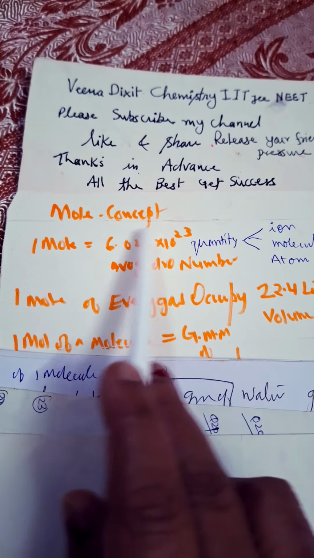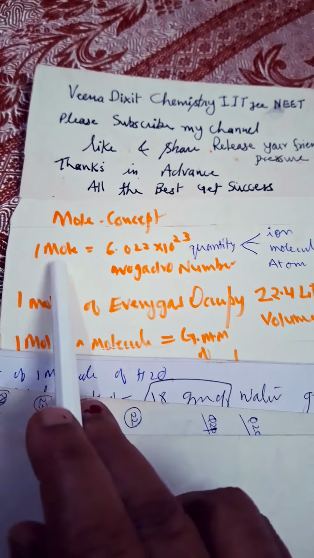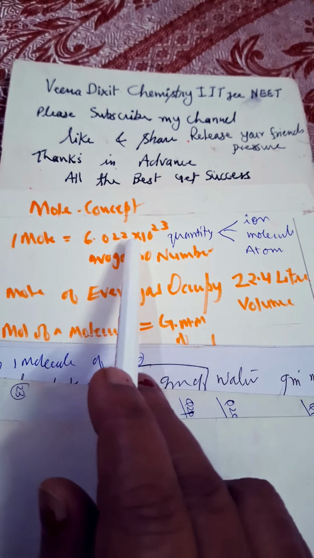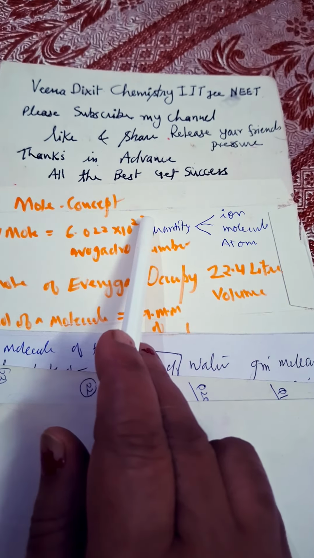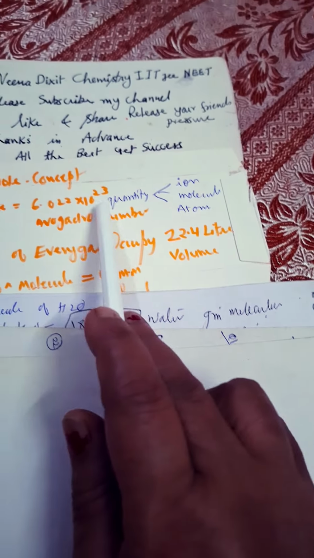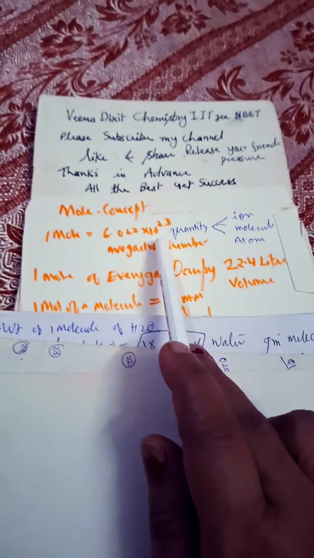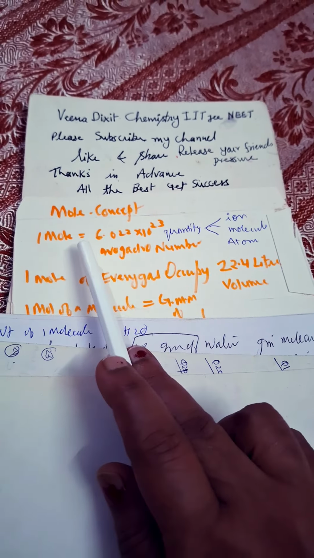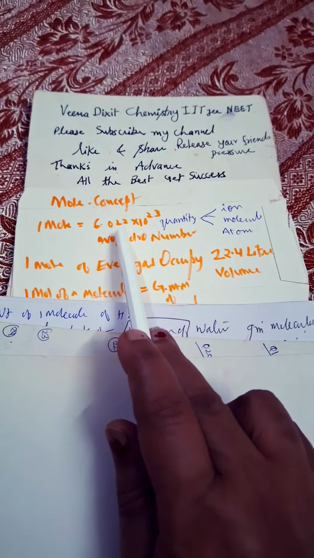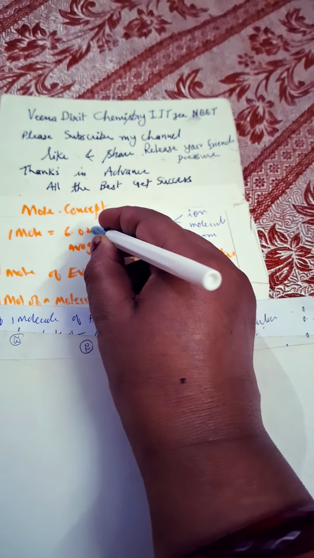All the best. We discuss here the mole concept. 1 mole is equal to 6.022 × 10^23. It is a quantity. For example, 1 dozen is 12. Like that, 1 mole is equal to this quantity, 6.022 × 10^23.